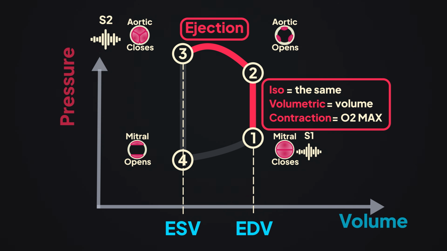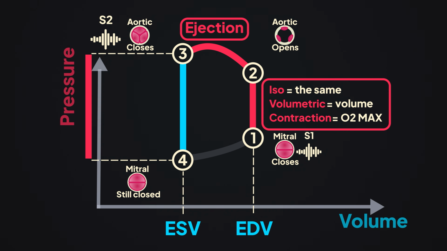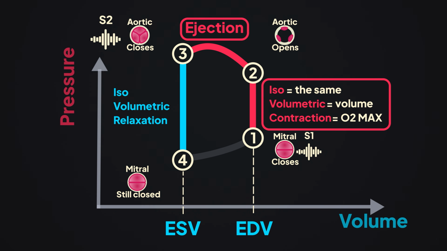So, if we look at the entire top half of our loop from point 1 all the way to point 3, we are looking at systole. After the aortic valve closes, diastole begins. The ventricles start to relax and pressure drops fast, but since all valves are still shut and blood has nowhere to go, volume stays the same, so we call it isovolumetric relaxation. It's the exact opposite of what we saw earlier.